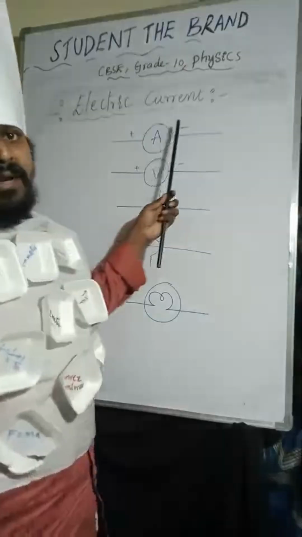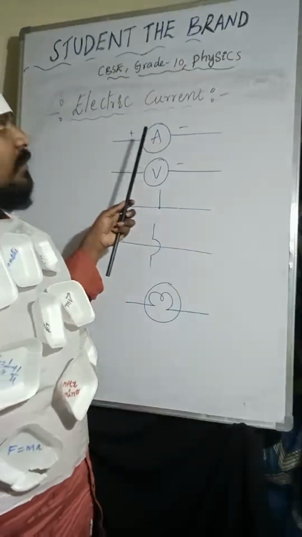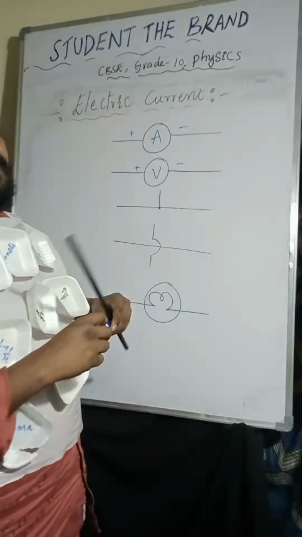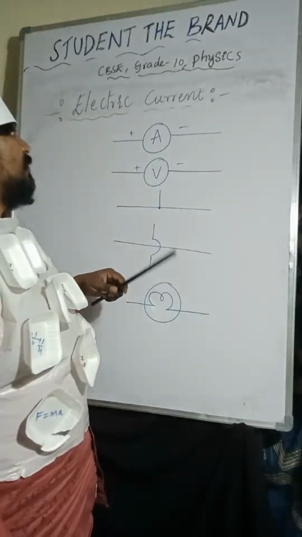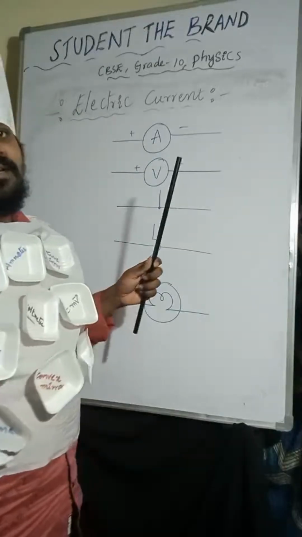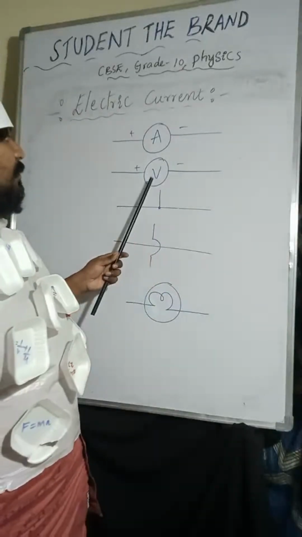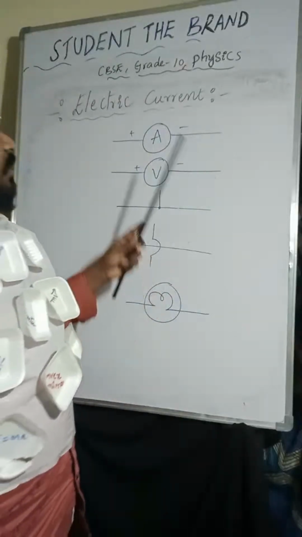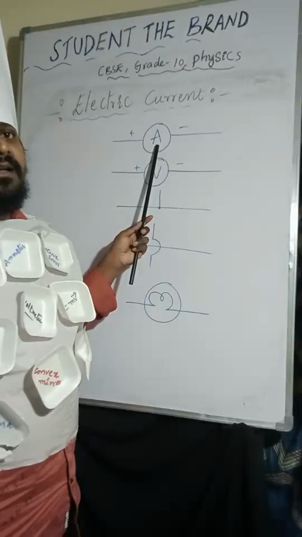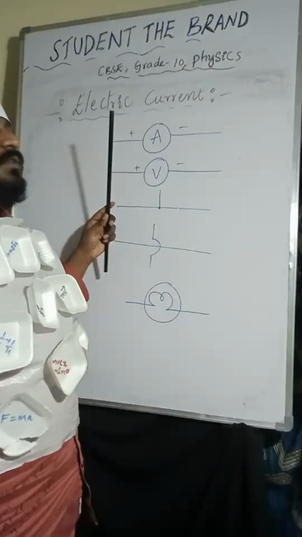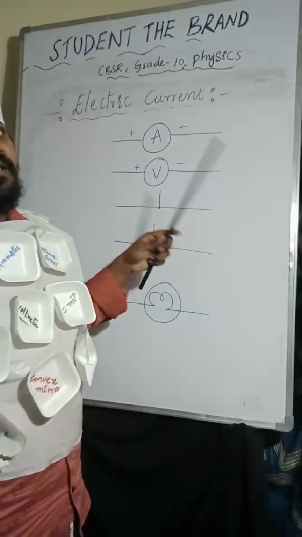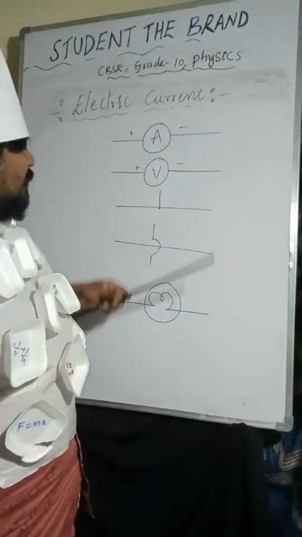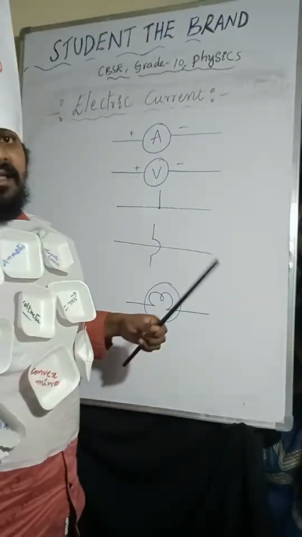An ammeter is a device which is used to measure the electric current. A voltmeter is a device which is used to measure the potential difference. Then wire joining, wire crossing, and bulb. The ammeter is connected in series combination. The voltmeter is connected in parallel combination. So these are the electrical elements.